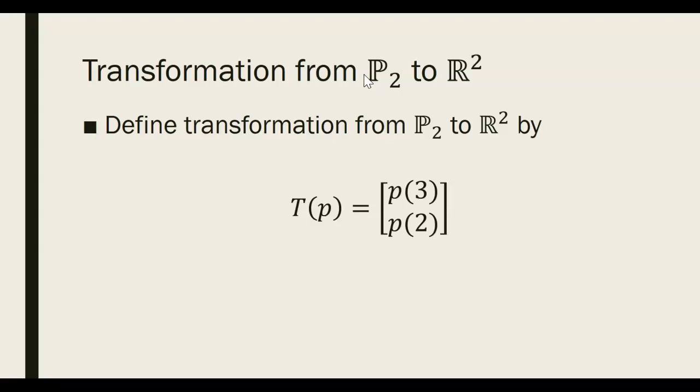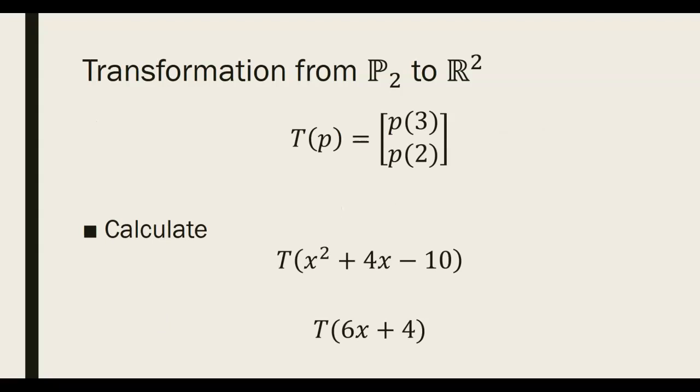So let's define a transformation from polynomials of degree 2 to R2 by the following. Take this polynomial, and in the first entry, we're going to plug in 3. In the second entry, we're going to plug in 2. So polynomials of degree 2 and less to R2 by this. Okay?